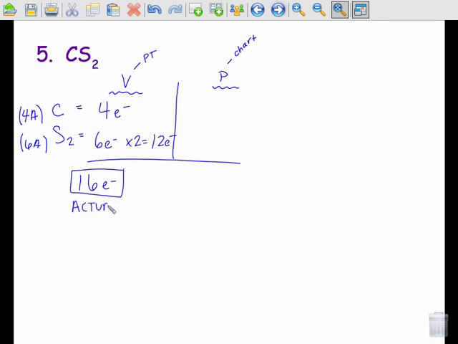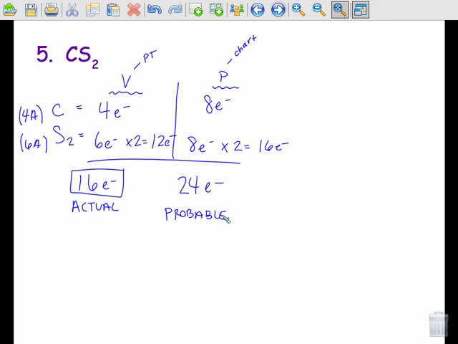Remember, this is the actual number of valence electrons that has to be shown in your picture. I'm going to use the chart on the front of the page, just the number of electrons used, and figure out that a 4A element usually uses 8 electrons, as does a 6A. And just like before, I'm going to multiply that 8 by 2 with a subscript and add to get 24 probable electrons.